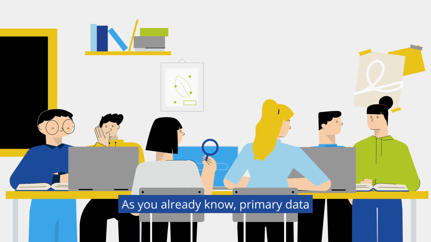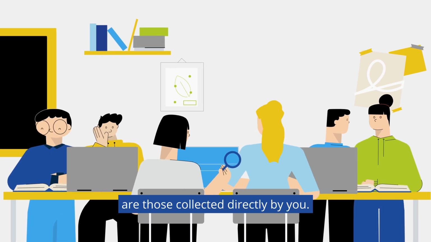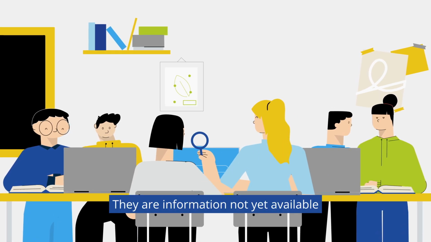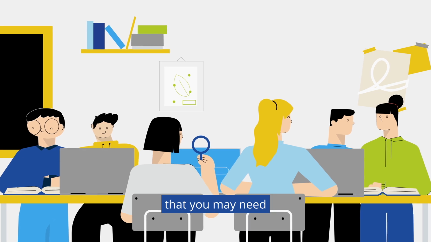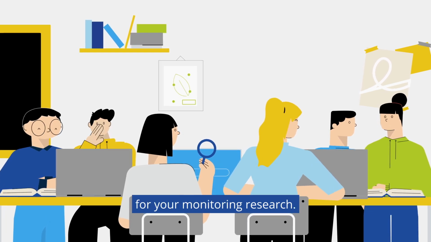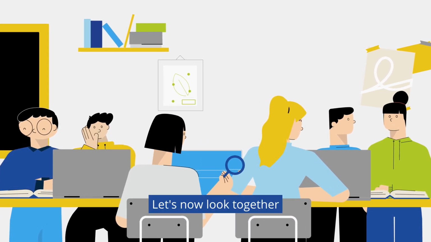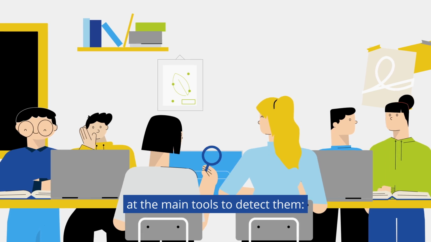As you already know, primary data are those collected directly by you. They are information not yet available that you may need for your monitoring research. Let's now look together at the main tools to detect them.